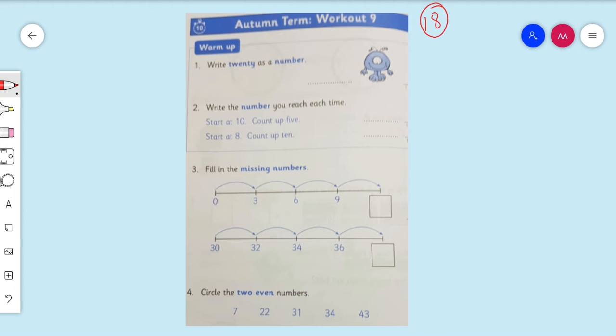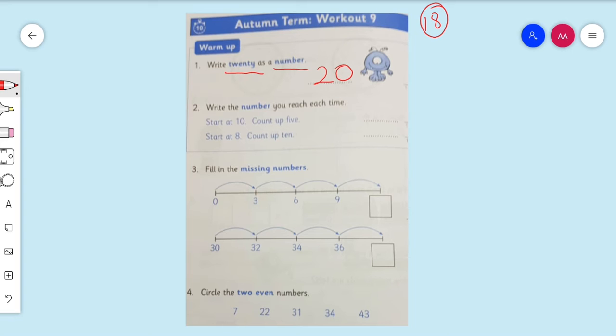Let's start question number 1. Write 20 as a number. So this 20 we need to write as a number in digits. So 20 is 2 and 0.